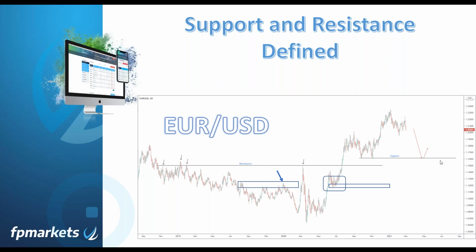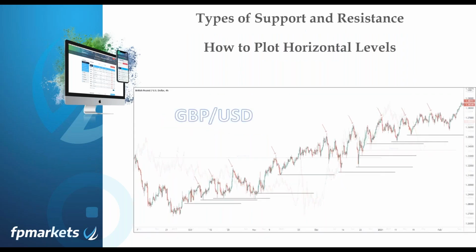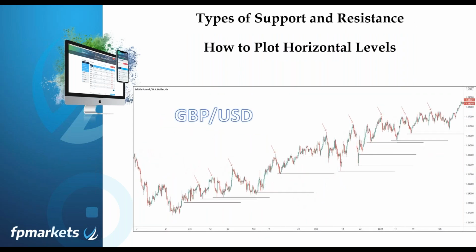Okay, now we have a somewhat clearer idea of what support and resistance is, and a general idea of how it forms on charts. Let's swing things over to different types of support and resistance levels that exist.